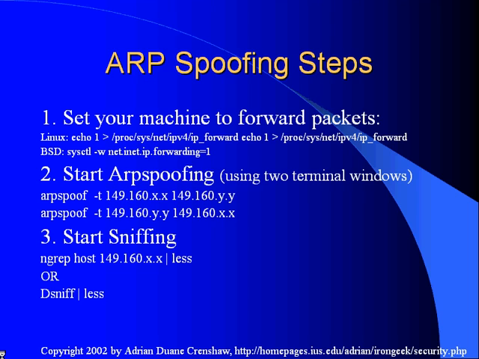The second step is to start ARP spoofing using 2 terminal windows. Doug Song makes a great package called dsniff that comes with the Arpspoof program. The third step is to start sniffing using either ngrep or dsniff. Ngrep is like the standard Unix utility grep, except it works on packets instead of files. Dsniff, by Doug Song, can automatically parse out plain text passwords from protocols like FTP, HTTP, SMTP, and POP3.